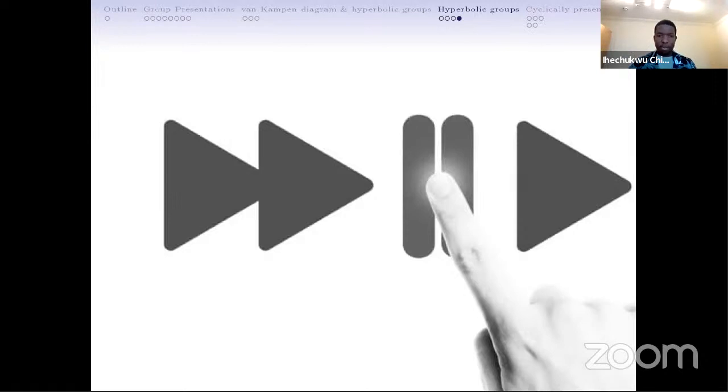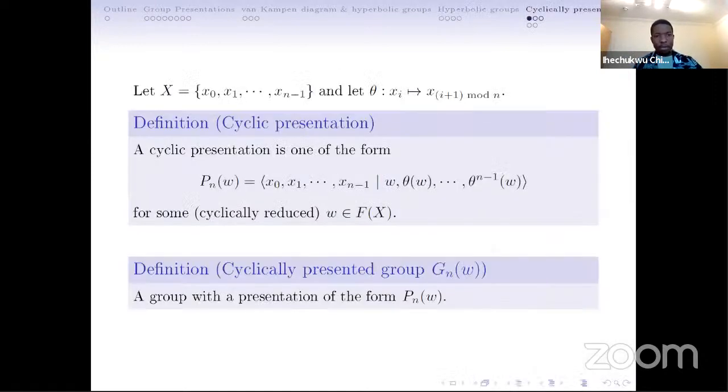Right. Now I'm going to tell you about cyclically presented groups, which is the main object of my talk. You have a set X, which is X0 to Xn-1. This is the set I'm using, and this is the generators of your free group. And there is some automorphism, theta, called the shift automorphism. It just takes X0 to X1, modulo n. So a cyclic presentation is a presentation of this form.